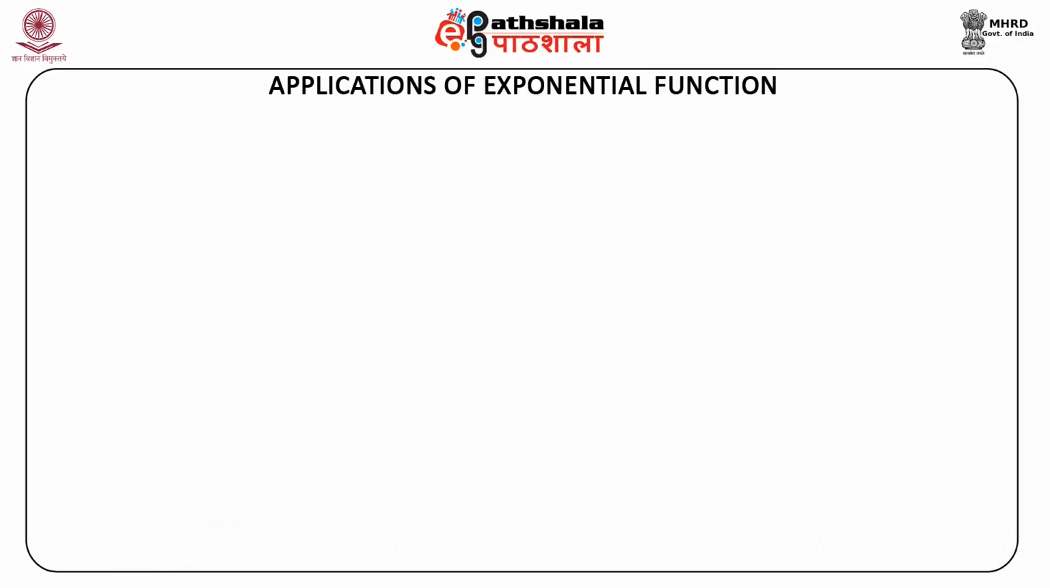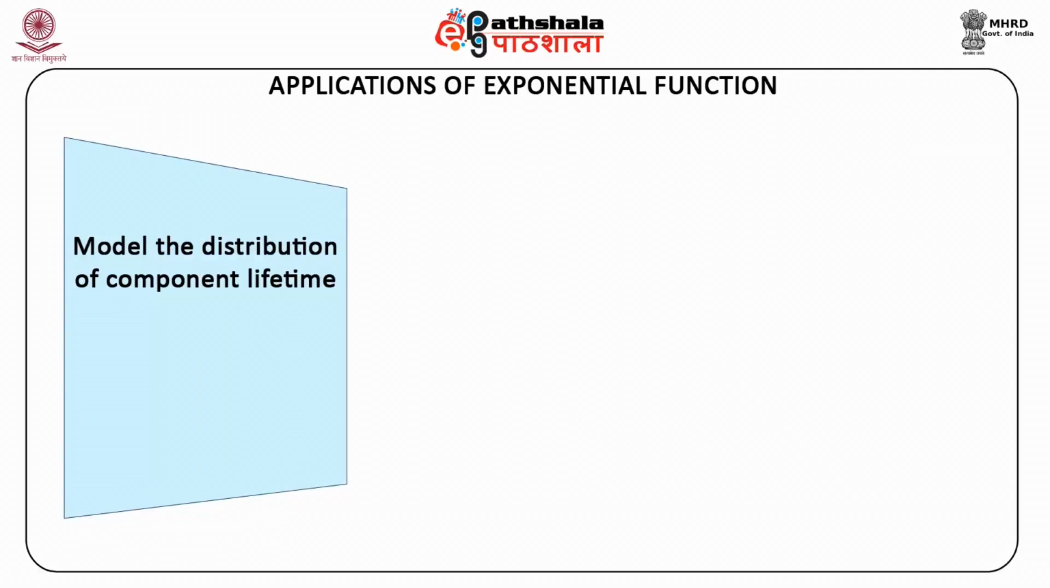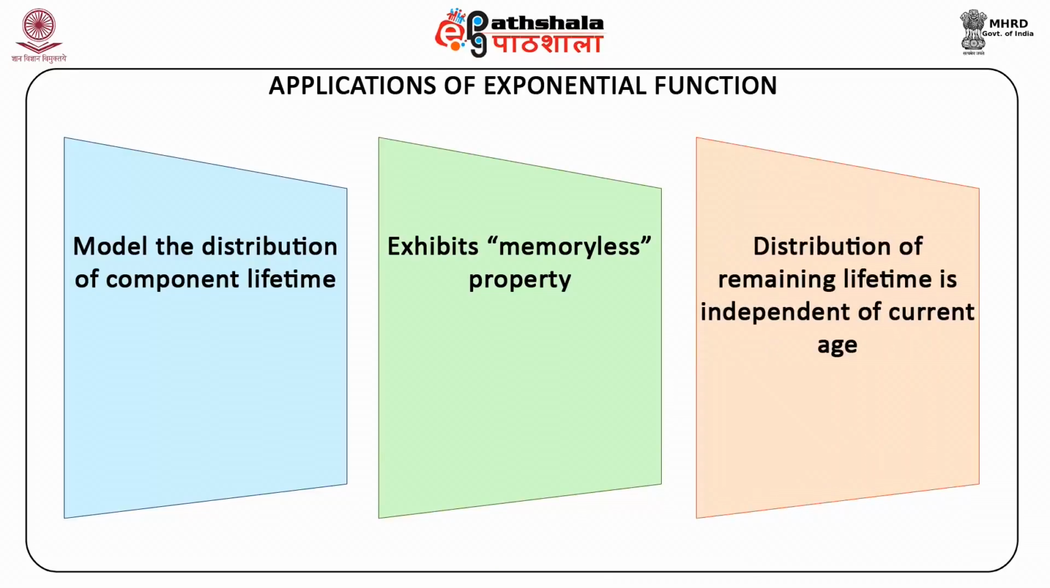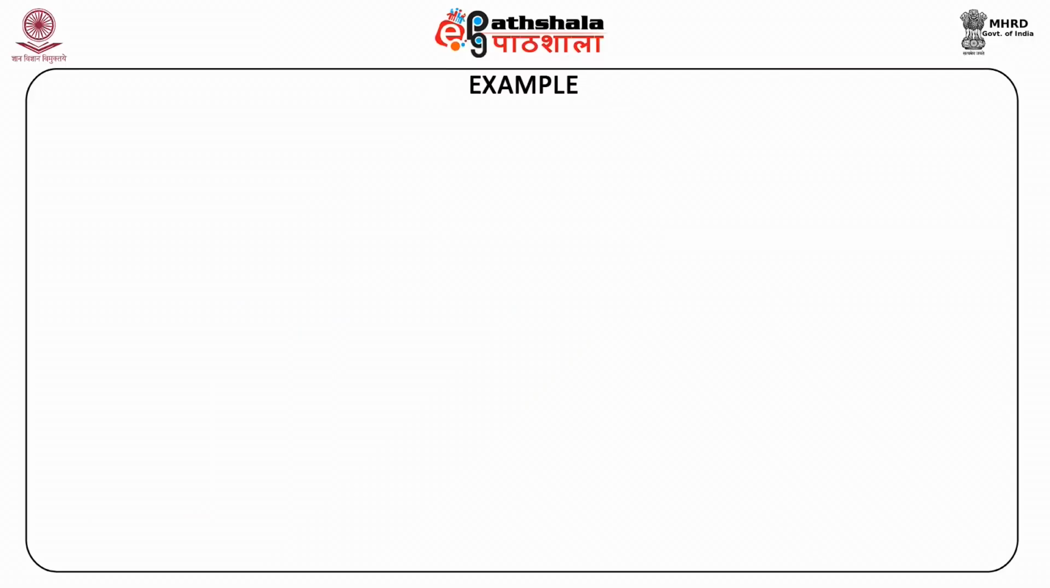Third, exponential distribution can model the distribution of component lifetime. This is because exponential distribution exhibits memoryless property, which implies that the distribution of additional lifetime is exactly the same as the original distribution of lifetime. That is, the distribution of the remaining lifetime is independent of current age. Let us understand the exponential function with the help of an example.